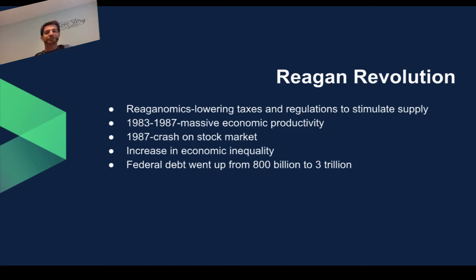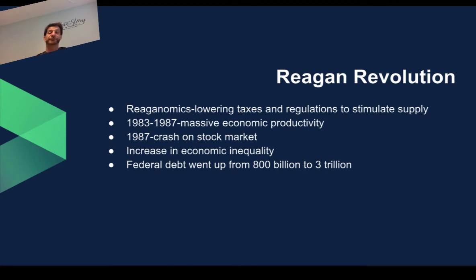Reaganomics lowered taxes and regulations in order to stimulate not the demand side, that's FDR's idea, that's Keynesianism, but to stimulate the supply side. How did this work out? Well, from 1983 to 1987, there was massive economic productivity. GDP rose by tremendous amounts, and unemployment also fell. So there were some major positives to the Reaganomics era.